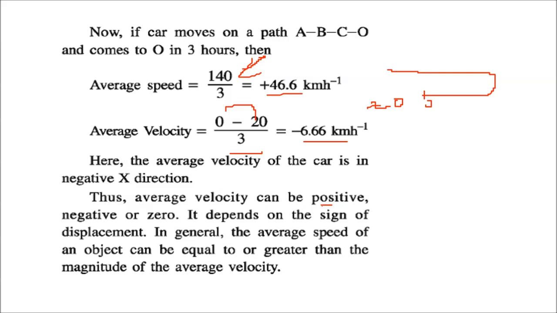So the average velocity can be positive, negative, or it can be 0. It depends totally on the sign of the displacement. And in general, the average speed of the object can be equal to or greater than the magnitude of average velocity. It will not be less.